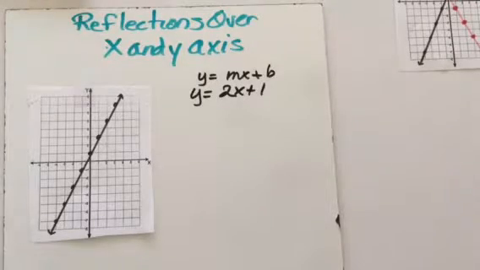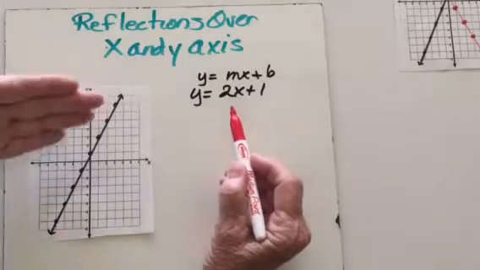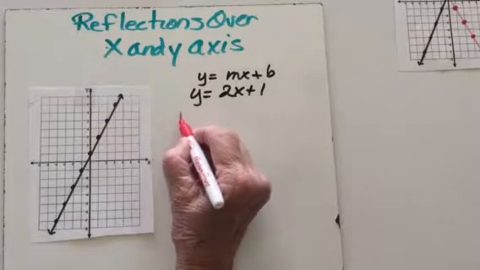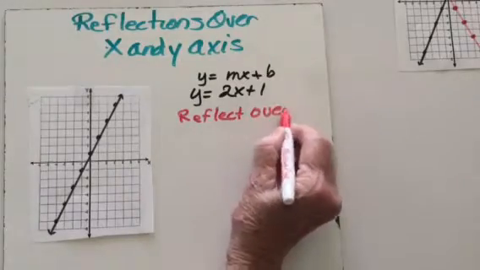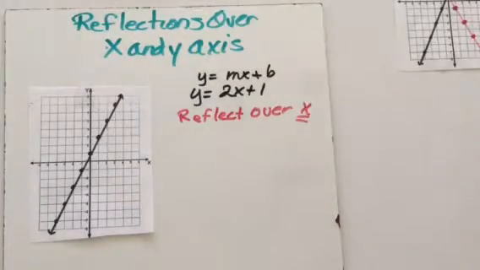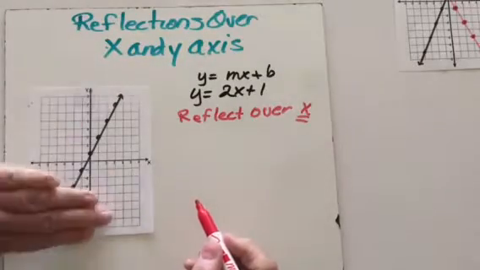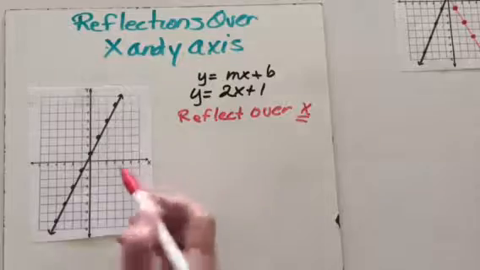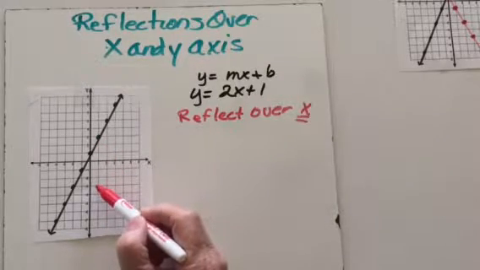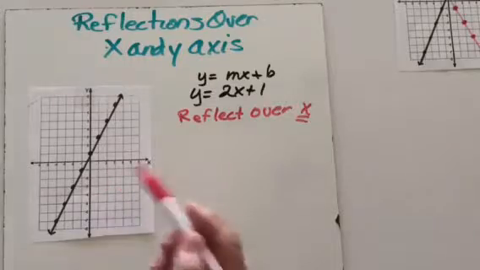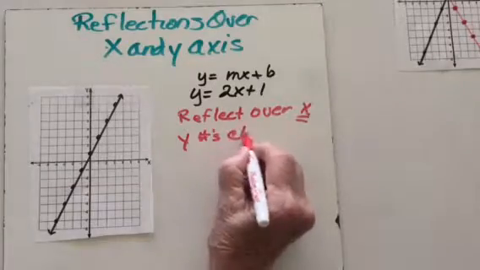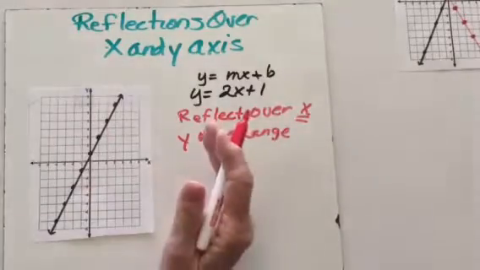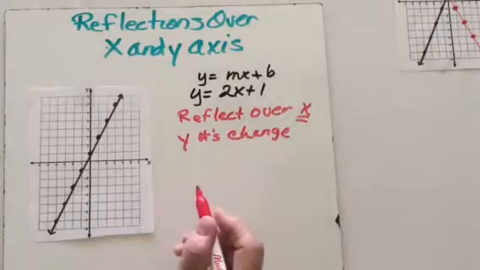Now, in part 2 of this video, we're going to reflect this line over the x-axis. All right, now, when I reflect over the x-axis, look what happens to the y numbers. The y numbers are going to become negative. So I will say the y numbers change. The x will stay the same. The x numbers will stay the same, but the y numbers will actually change.